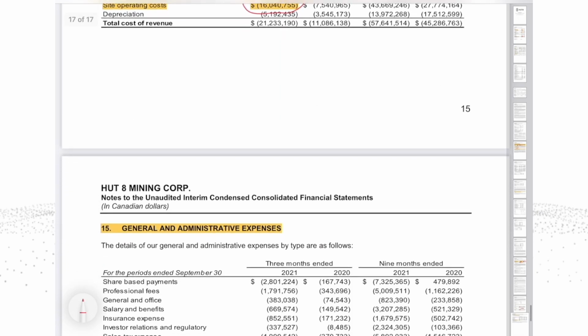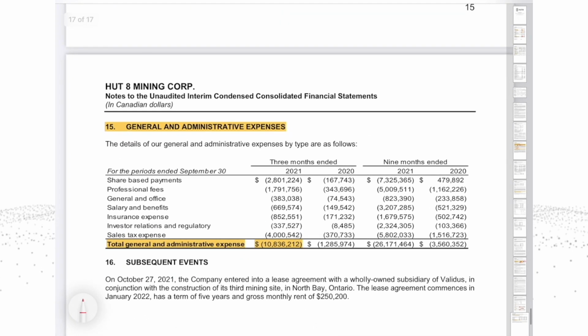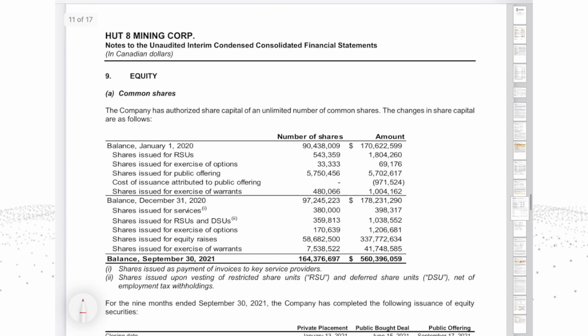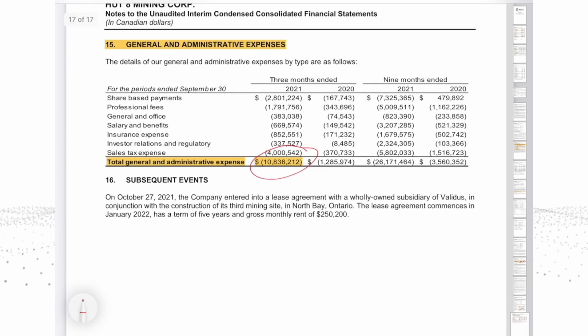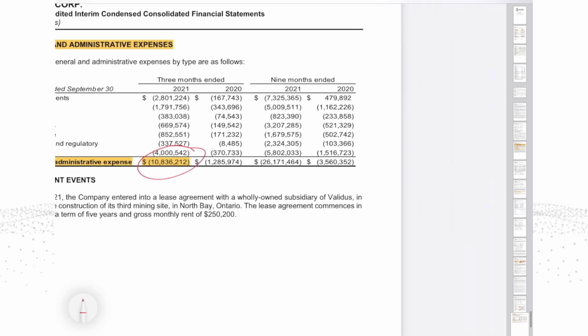Let me see here. General and administrative expenses. So total general and administrative expenses was 10 million, which was good to see as well. And let's see, is there anything else that I wanted to just cover with you guys? I think that was it on this one. Let's take a look at the next one that they have here.